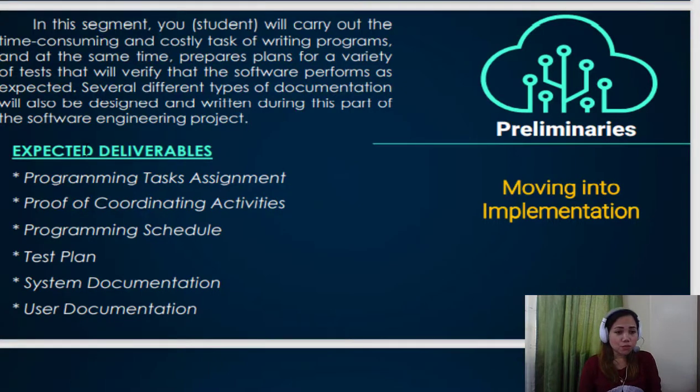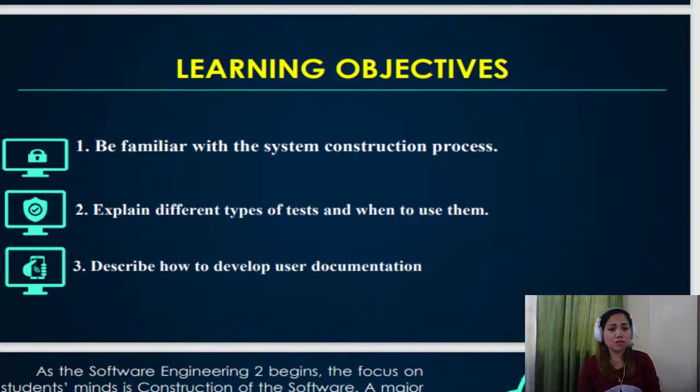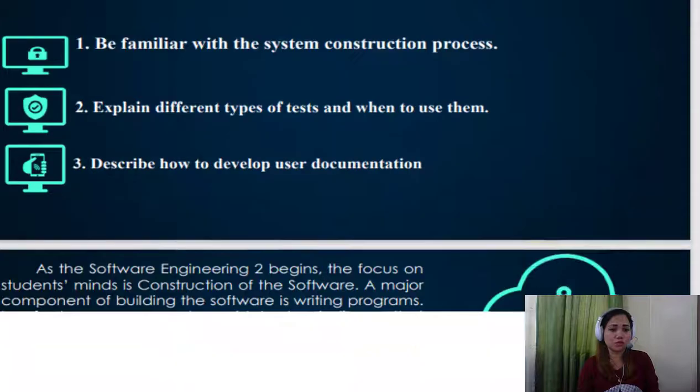These are the learning objectives of this course. Before that, I will show you the expected deliverables: the programming task assignment, the proof of coordinating activities, programming schedules, test plan, system documentation, and user documentation. At the end of this course, you will be familiar with the system construction process, can explain different types of tests and when to use them, and describe how to develop user documentation.